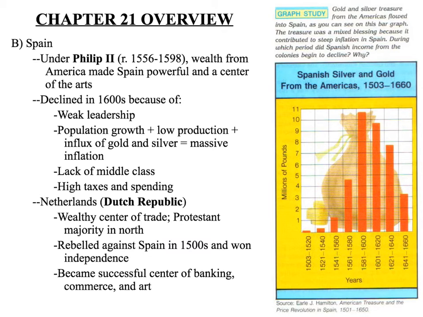And once they were free, the Dutch Republic became an amazingly successful center of banking and commerce and art. They even practiced religious toleration. So the Dutch Republic, although most of the people were Protestant, were unique because they welcomed people of all religious faiths into their nation, and that really benefited them because they brought in a lot of talented and intelligent and hardworking people from all areas of Europe that further contributed to their success.